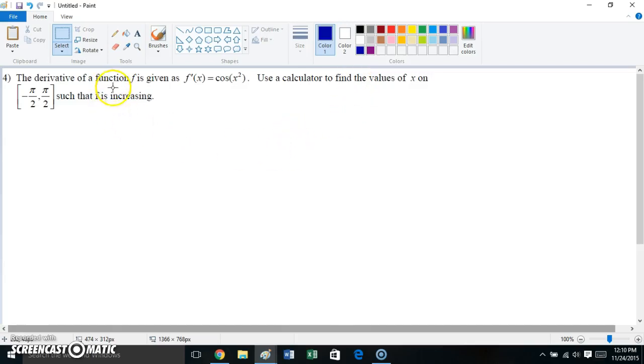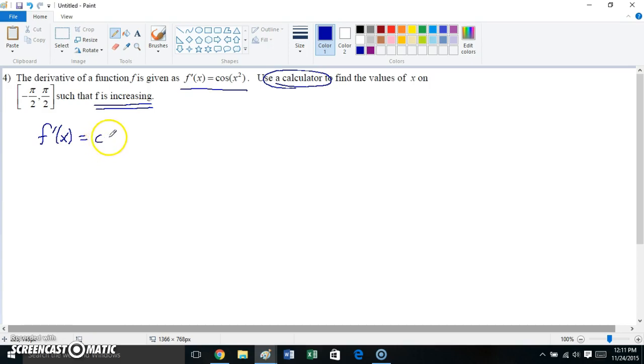All right, in problem number 4, it says the derivative of the function is given by the function f prime of x is cosine of x squared. Use a calculator to find the values of x on the interval from negative pi halves to pi halves such that f is increasing. Okay, so first thing we need to do is take our derivative.